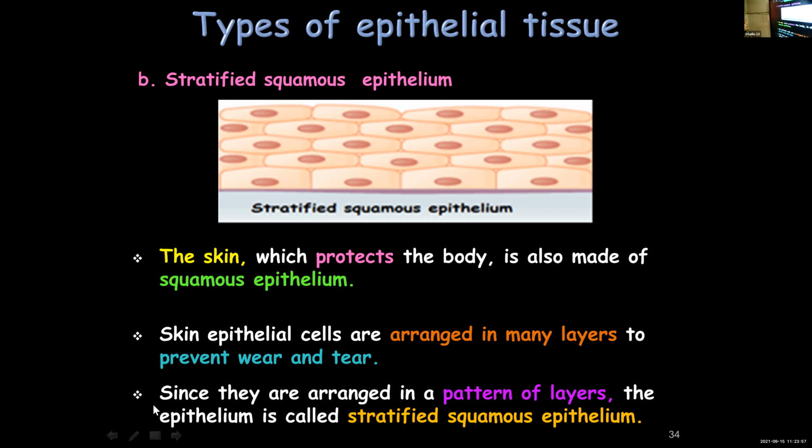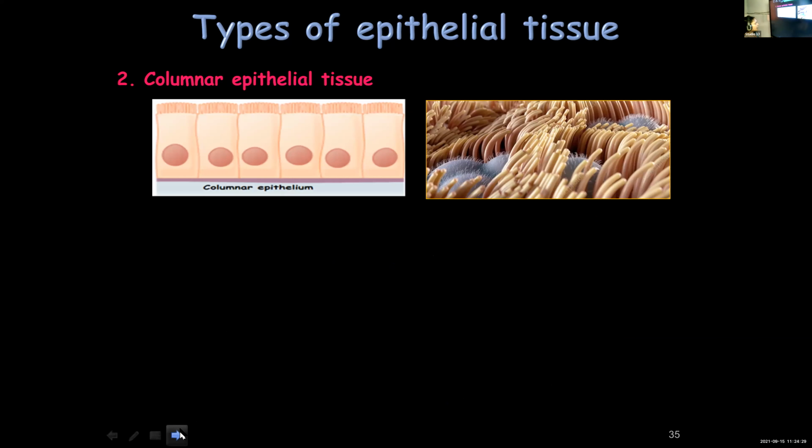So it is found arranged in many layers. As they are arranged in several layers, you call this epithelium stratified squamous epithelium. Skin is a typical example for stratified squamous epithelium. Here the cells are arranged in several layers, and since they are arranged in several layers, you call it a stratified squamous epithelium. Why are they arranged in several layers? To resist wear and tear.